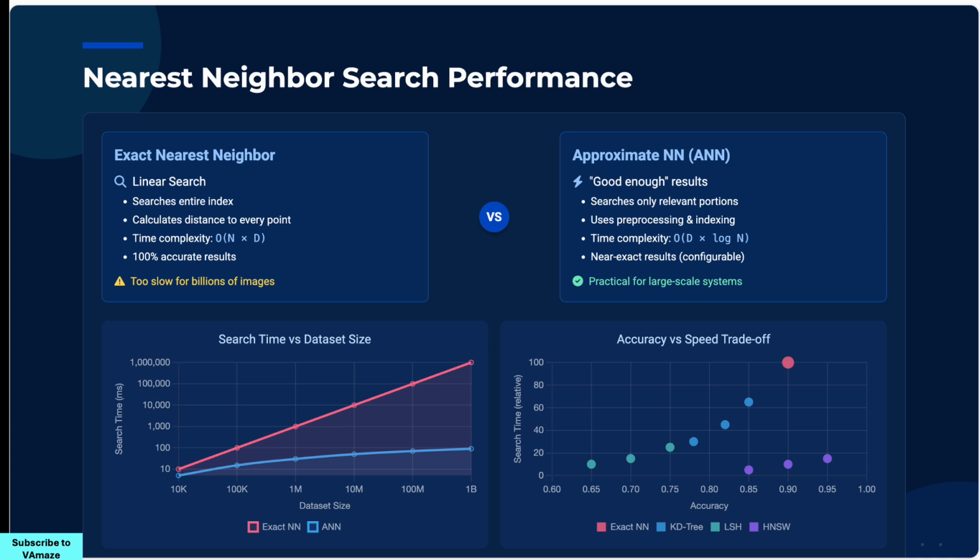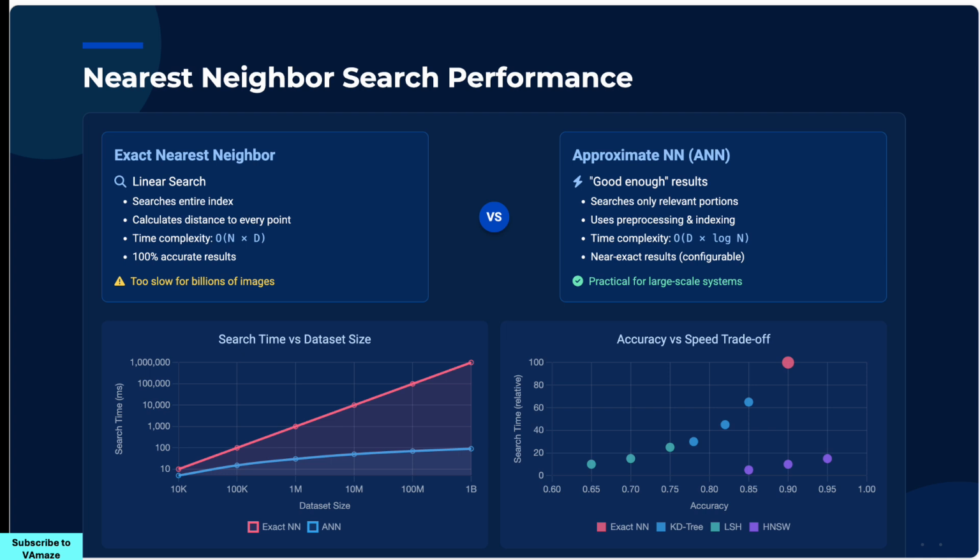Nearest neighbor search. Let's dive deeper into nearest neighbor search because it's absolutely critical to system performance. Even a small improvement in search efficiency translates to massive gains at scale. There are two approaches: exact and approximate nearest neighbor search. Exact nearest neighbor search, also called linear search, is straightforward.